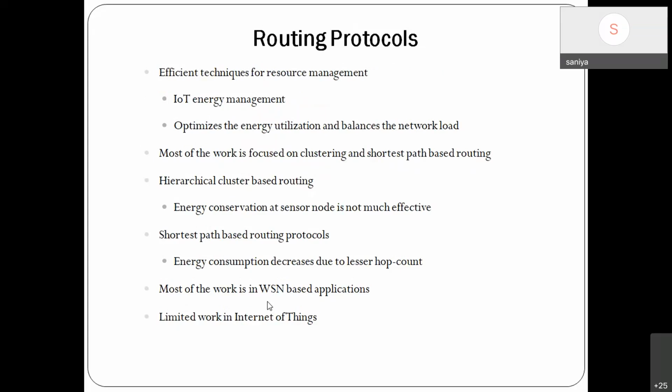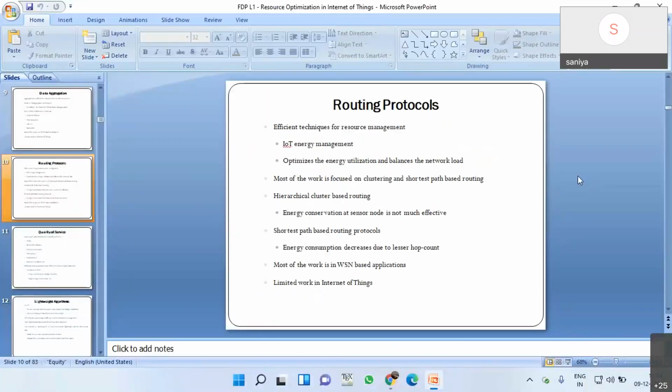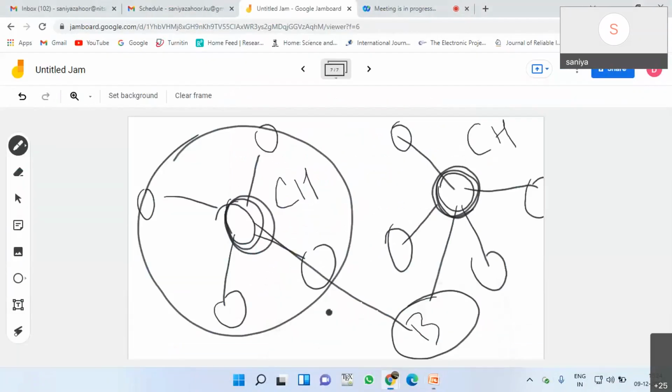Now there is also research in routing protocols. There are efficient techniques used for resource management. Whenever I say resource management, obviously they focus on optimizing the resource. So they focus on IoT energy management. So energy is taken as a resource here. What they do is try to optimize the energy utilization and balance the network load. Obviously, when you balance the load, when you balance the data that you have, you can optimize the energy.